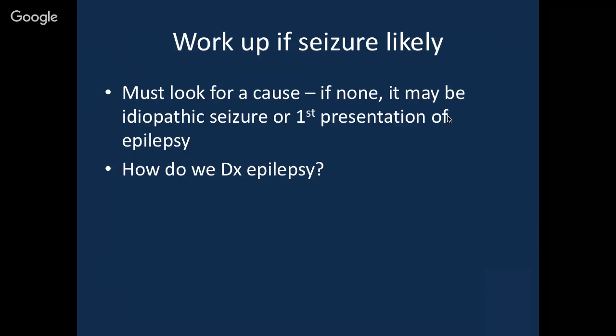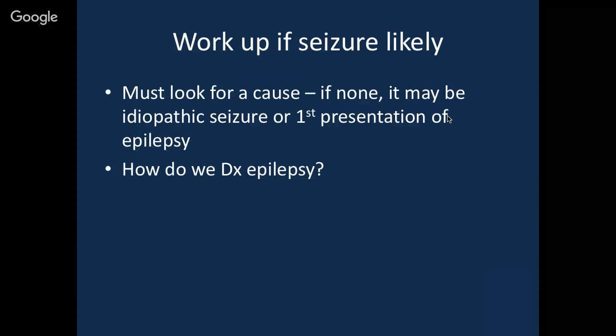So we kind of already gave this away, but the second question after you've decided it's a true seizure is, why did this patient have a seizure? So you must look for a cause. And if none, it could just be a random one-off seizure or first presentation of epilepsy. Any questions so far?